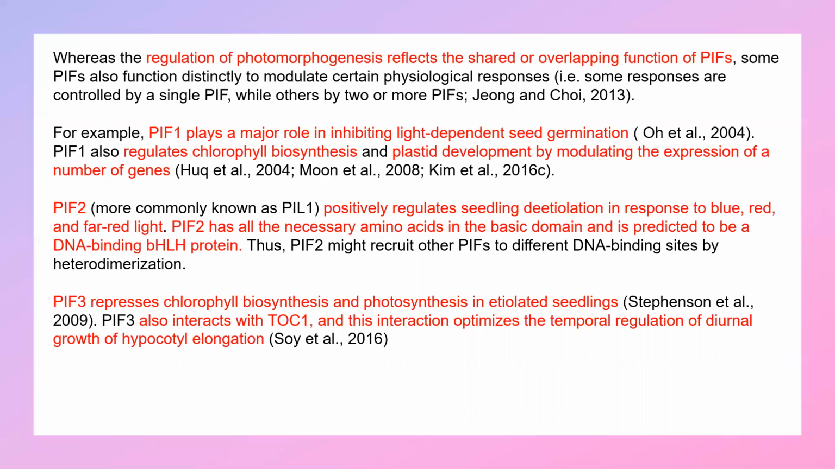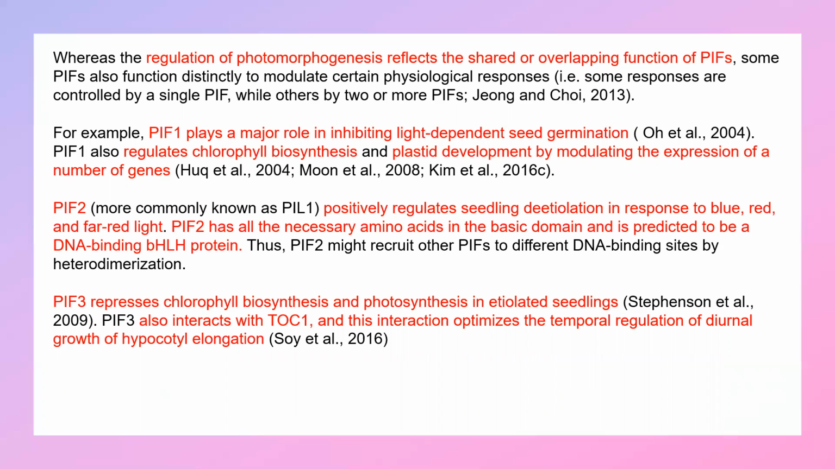PIF1 plays a major role in inhibiting light-dependent seed germination. It also regulates chlorophyll biosynthesis and the development of plastids by modulating the expression of a number of genes. PIF2, which is also known as PIL1, regulates seedling de-etiolation, and this is positive regulation in response to blue, red, and far red light. PIF2 has all the amino acids which are essential in the basic domain and is predicted to be a DNA binding HLH protein.